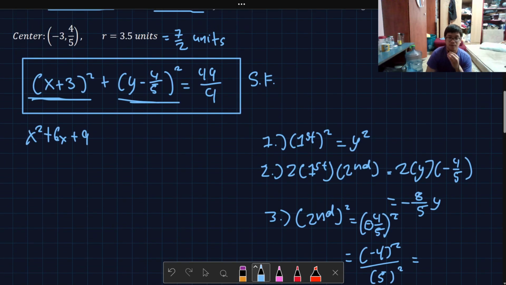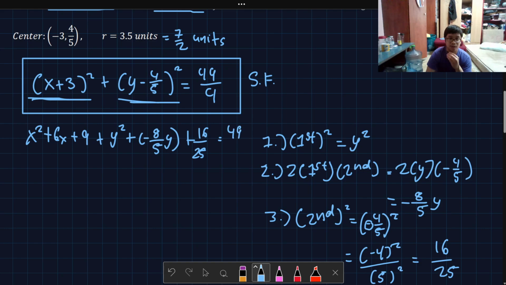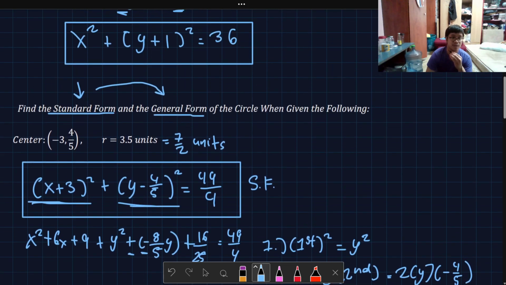So here, the square of negative 4 is 16, then the square of 5 is 25. Then you add them. So we have plus y squared plus quantity negative 8 all over 5y plus 16 all over 25 is equal to 49 all over 4. Now we will simplify this. We have positive and negative. What do we do if we have positive and negative? This would become negative.